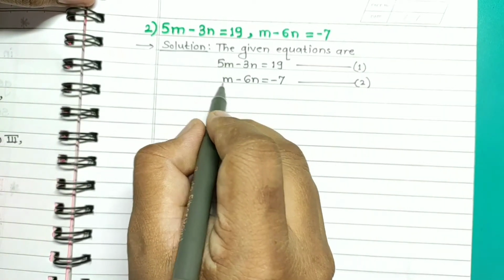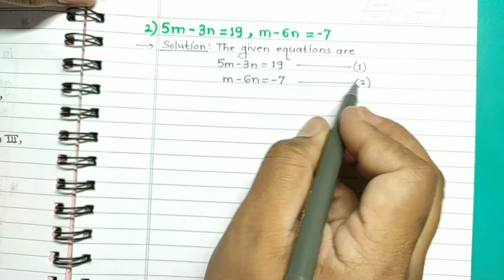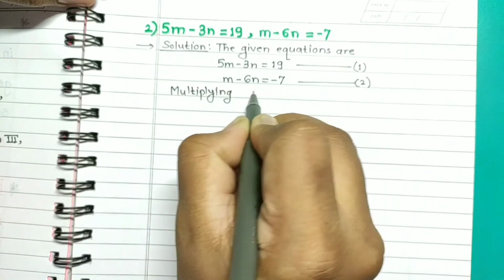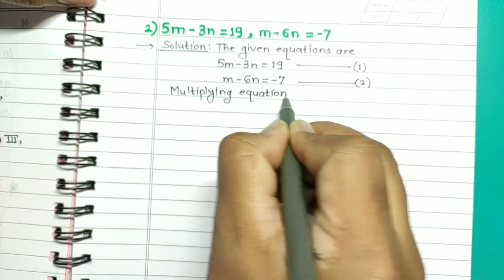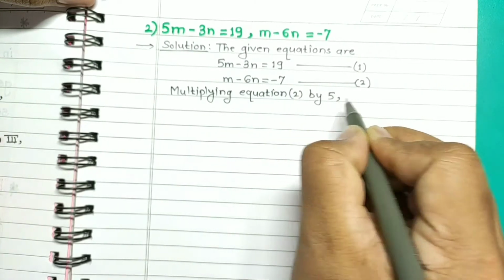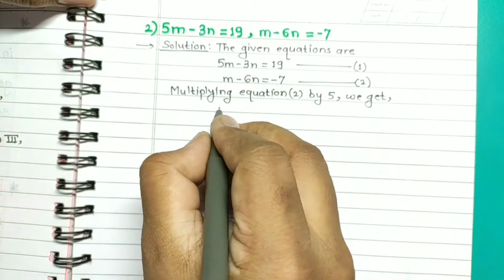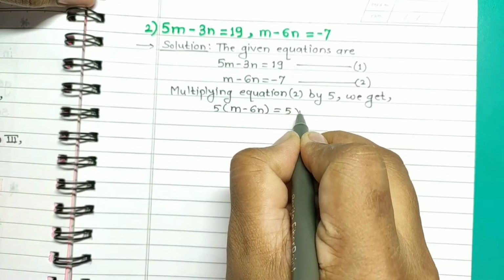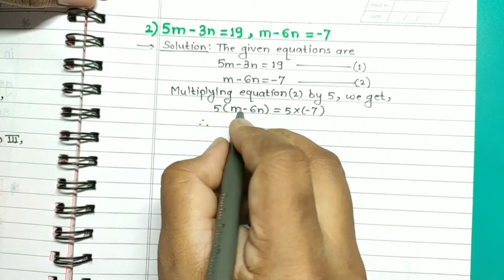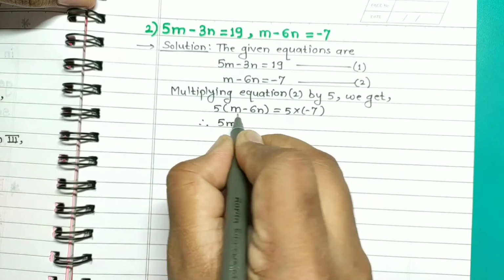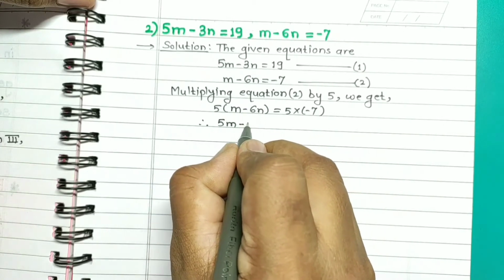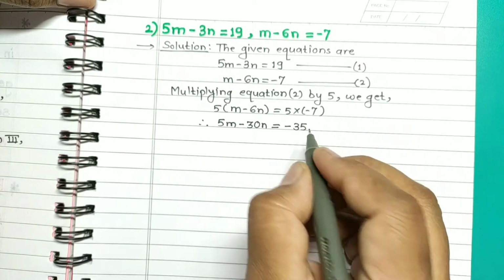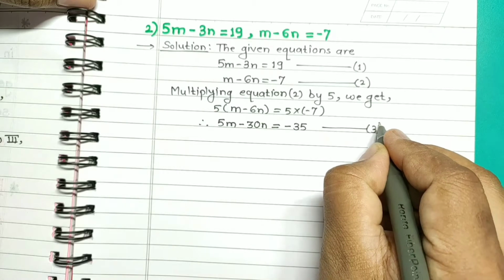So now let's choose elimination of variable m. For that I am going to multiply equation 2 by 5. Multiplying equation 2 by 5, we get 5 into m minus 6n is equal to 5 into minus 7. So this is 5m, 5 into minus 6n is minus 30n, is equal to 5 into minus 7, minus 35. Call it equation number 3.